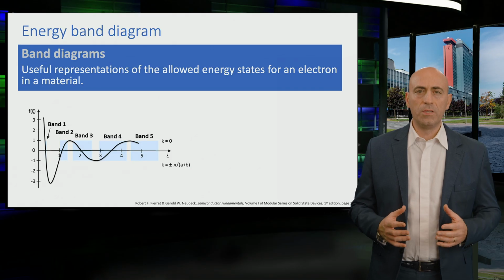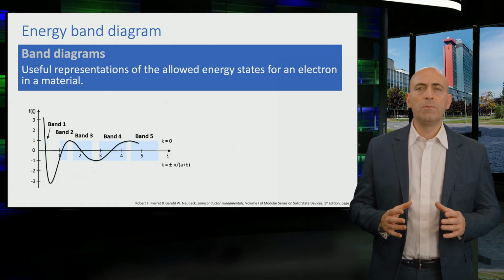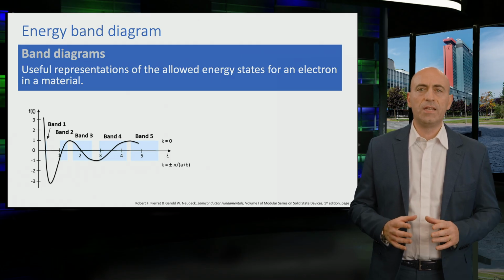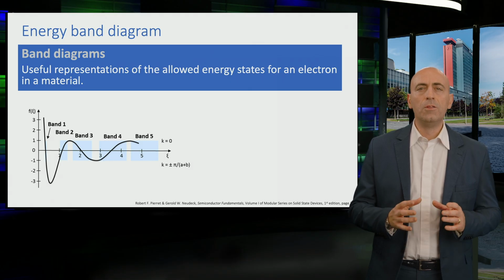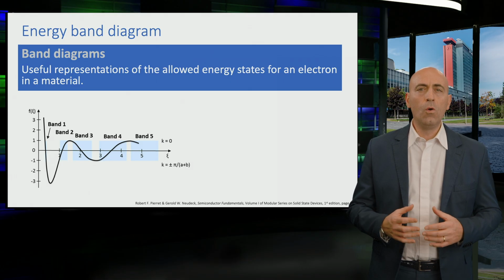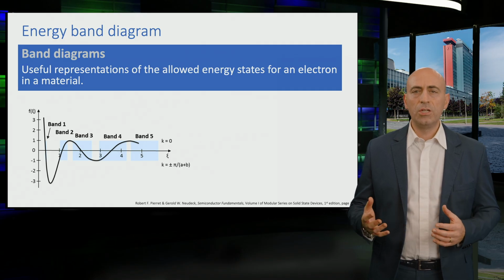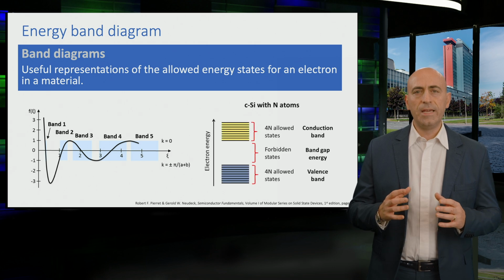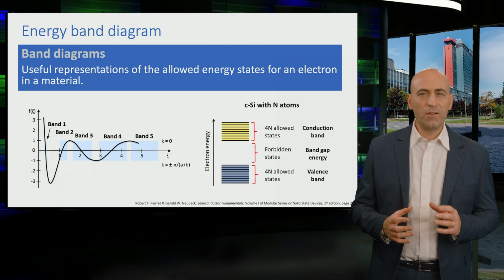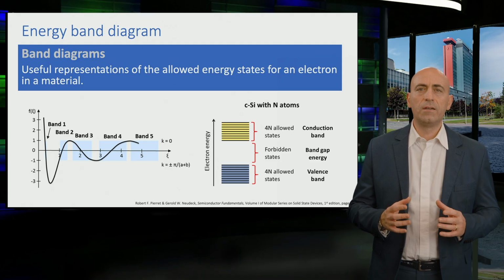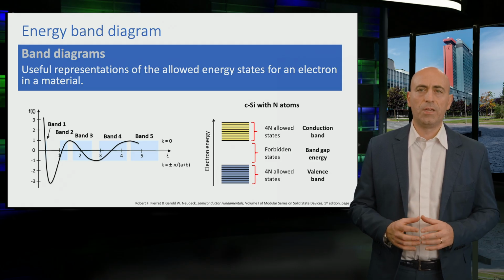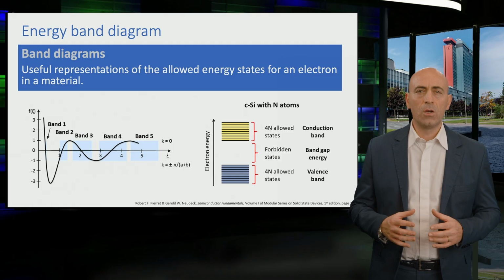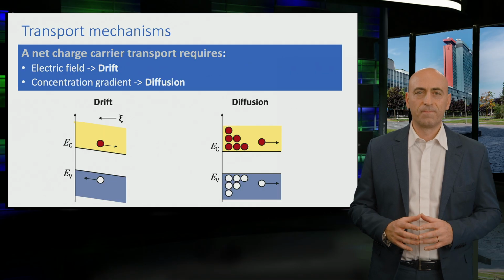To describe the properties of a semiconductor, we use energy band diagrams. They are useful representations of the allowed energy states for electrons in a material. We will use them to describe the main properties of silicon and all properties involving the transport, generation, and recombination of charge carriers. Since the accurate form of these diagrams is rather complex, for simplicity they are usually represented as shown here. We will discuss the meaning of this diagram in the coming videos.